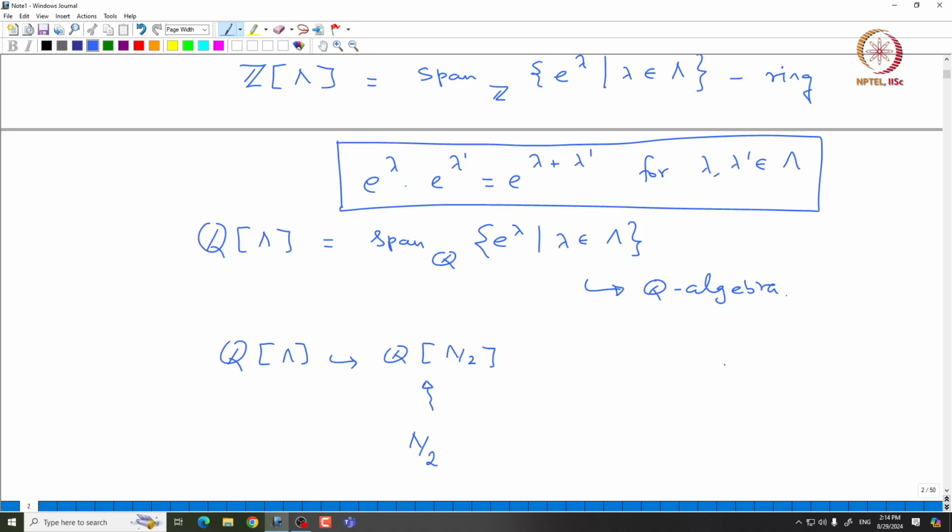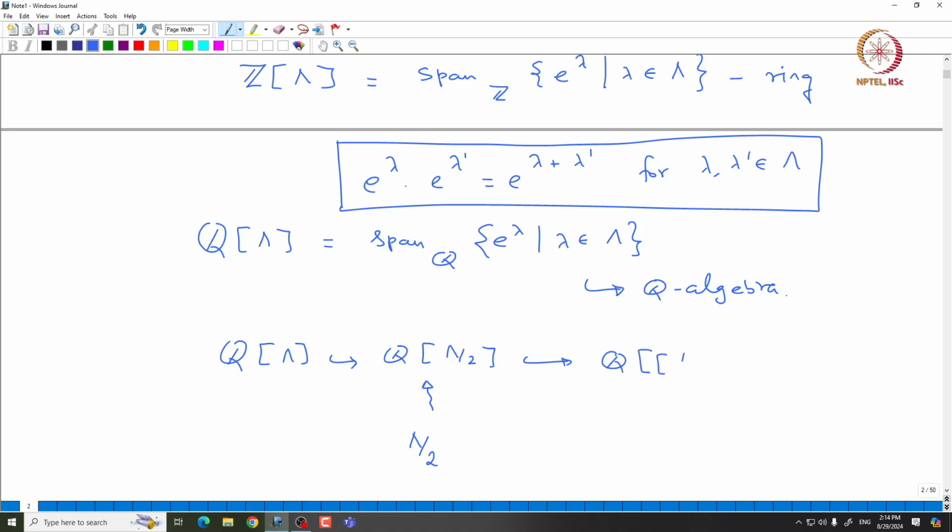So, if you remember in the denominator identity, we defined this e power rho times the product of 1 minus e power minus alpha. That is the term that will appear in the denominator in the Weyl character formula. So, we have to talk about inverting that kind of element. Because of that, we need to move slightly further and work in the formal power series algebra generated by e power lambda, where lambda comes from capital Lambda by 2.